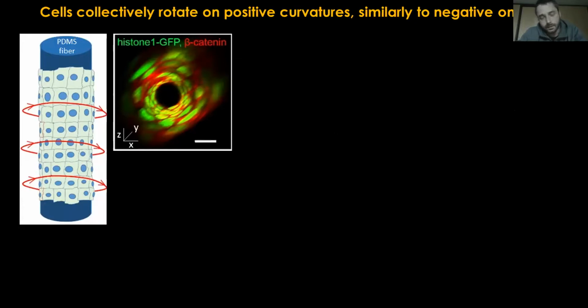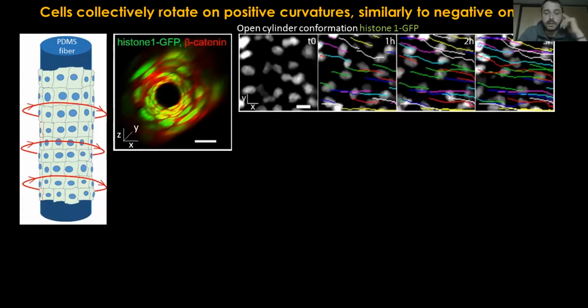All these experiments that I've shown you so far were in a negative curvature, so inside a tube. But we're also looking at positive curvatures. So what's happening when you have an epithelium of cells on top of a fiber? Basically it looks like the same thing. And surprisingly, we also see collective cell rotation, even if you have this positive curvature.